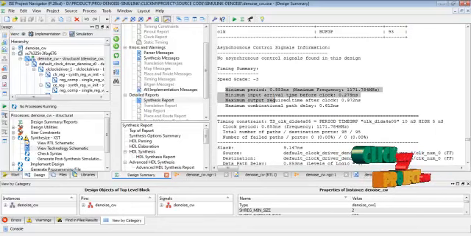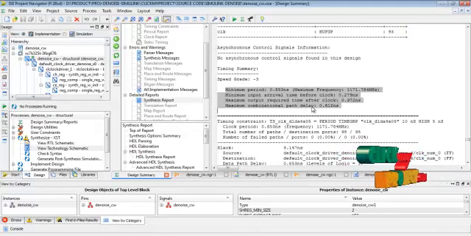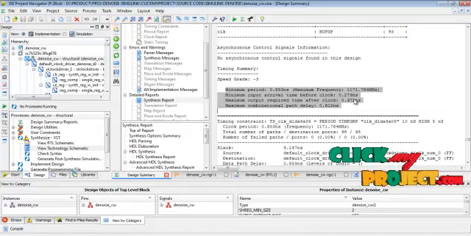This is the timing summary for the overall processing architecture. This is the minimum period and maximum frequency for the overall architecture. This is the path delay. This is the latency time for the overall architecture process.